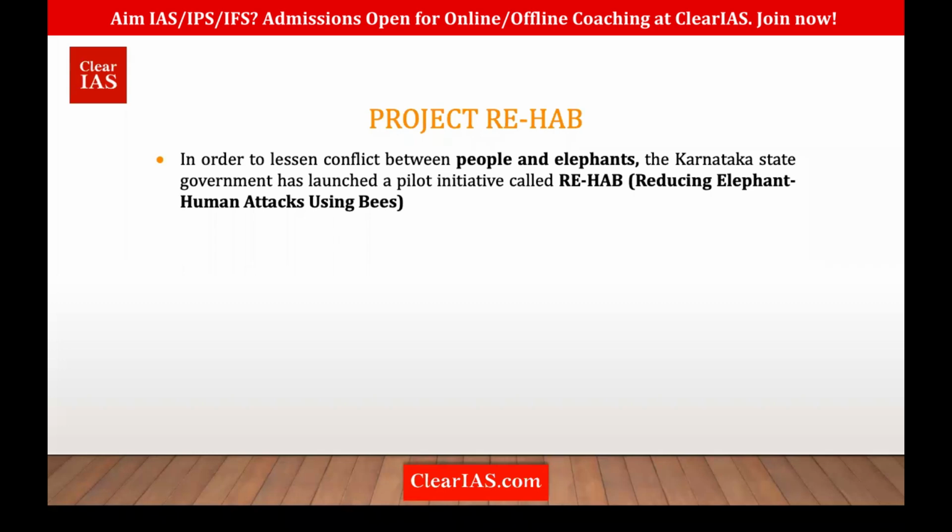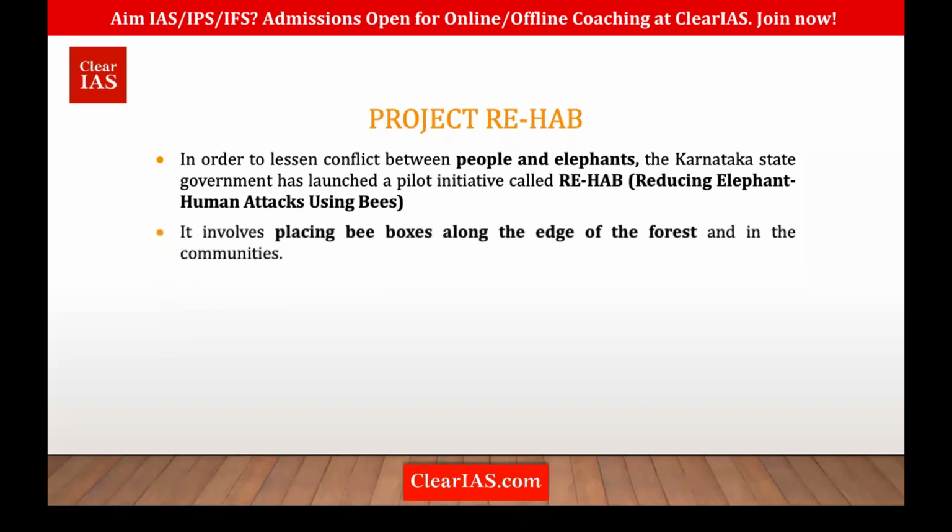And RE-HAB is reducing elephant-human attacks using bees. Okay, honeybees are being used to reduce human-animal conflict. So remember the expansion, because UPSC has a tendency to ask the expansion. They give the abbreviation and ask what the expansion is. So it's reducing elephant-human attacks using bees. Okay, so RE-HAB. What are they doing with this? How are they trying to do it?